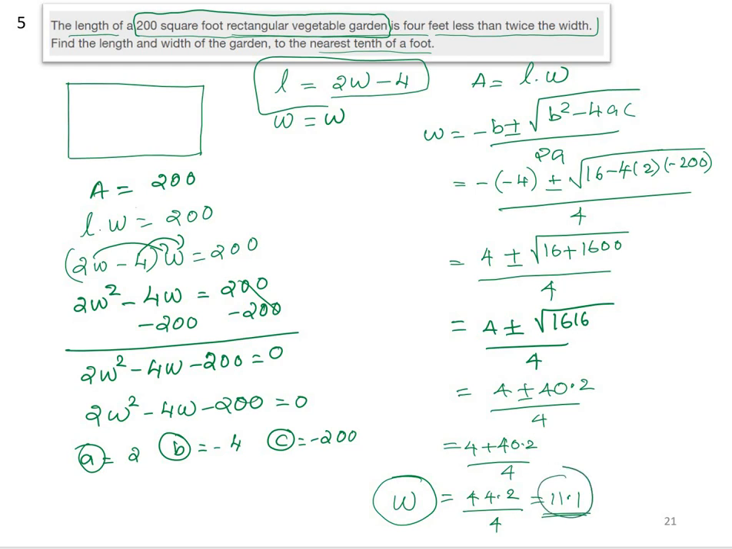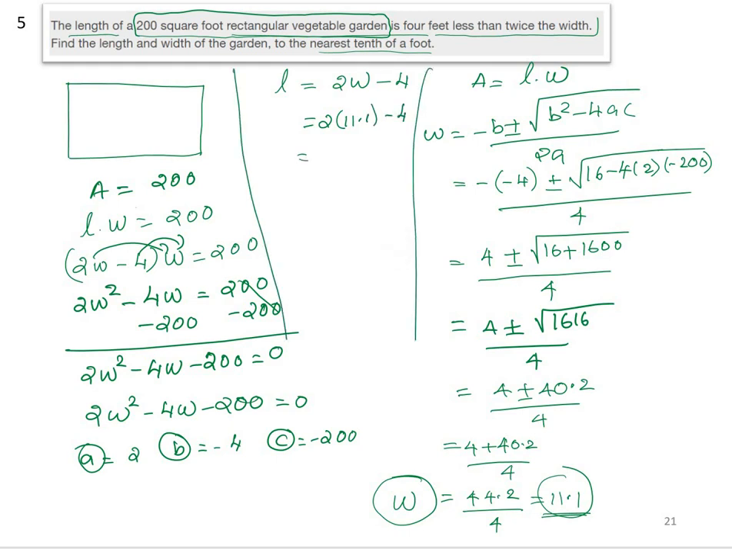Now we can find the length, and the length is equal to what? Length is 2w minus 4, so equal to 2 times 11.1 minus 4. That is 22.2 minus 4, which is 18.2. So the length is 18.2 and the width is 11.1. We got both the values.